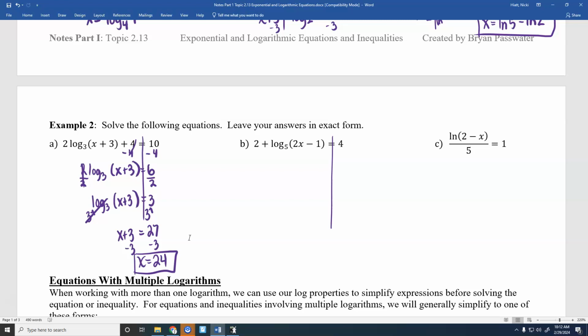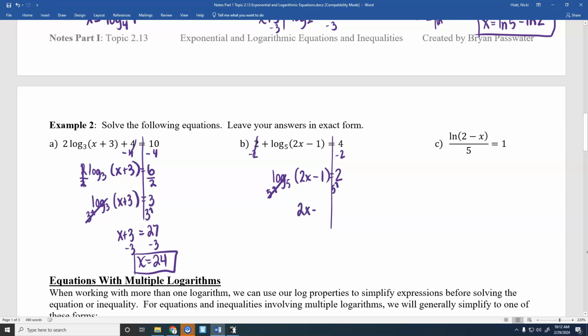Let's see. Maddie, what would we do first on B? Yes. How are we going to get rid of that? We're going to subtract. Very good. Alright, so we got log base 5 of 2x minus 1 equals 2. Alyssa, we now need to get rid of that log. How are we going to do that? Perfect. 5 to the power gets rid of that log. Have to do it on the other side as well.